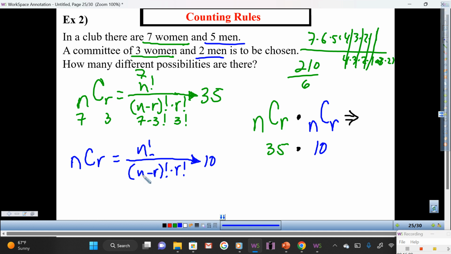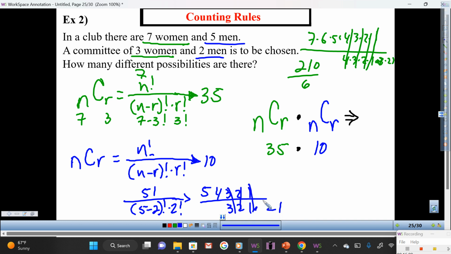Once again, get organized. This should be 5 factorial over 5 minus 2 factorial times 2 factorial. Yes? Which is 5, 4, 3, 2, 1 over 3, 2, 1 times 2 and 1. So this is 20 over 2, which is 10. So the total, 350 different possibilities. From 1 to 5, I'll come to you with that.